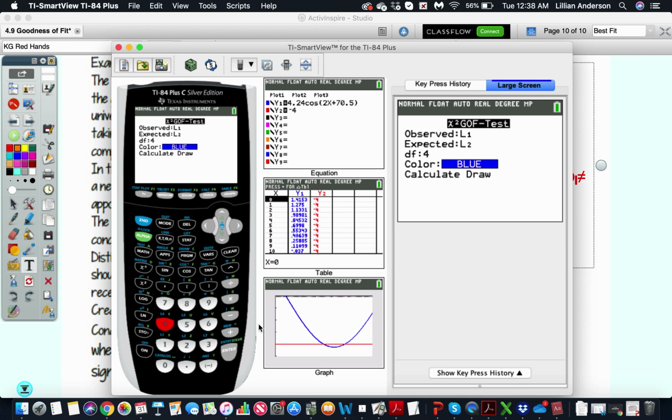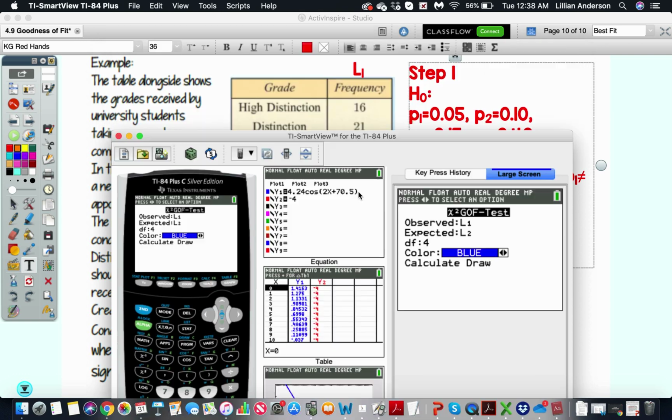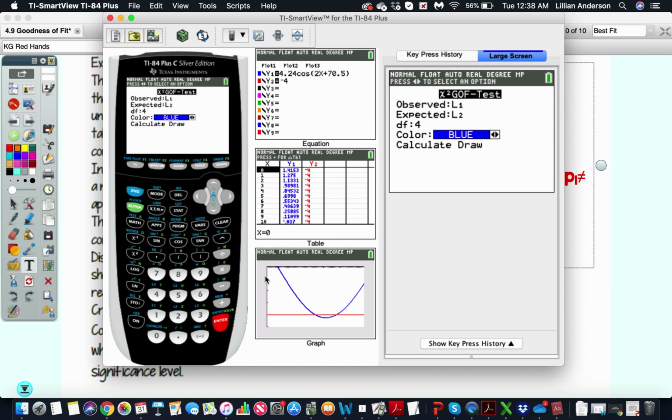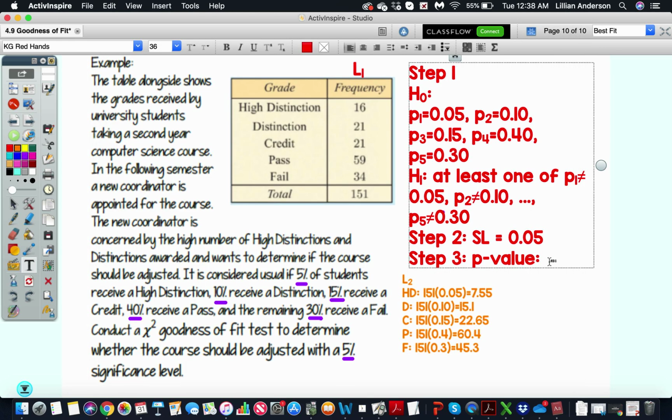Remember, degree of freedom is your number of categories minus 1. And since we have high distinction, distinction, credit, pass, and fail, that's 5 categories. So we subtract that from 1, and that's how we get 4. Then we go down to calculate, and we'll get our p-value. Of course, we're going to round to 3 significant figures. You start with your first non-zero number, which is the 5. So it's going to be 5, 2, then the 9, because the 5 is going to cause the 9 to round up. So our p-value is 0.00529.